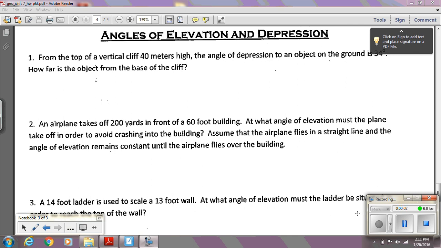Unit 7, Day 4, Homework Tutorial. In today's class, we talked about angles of elevation and depression. So we're going to practice a few of those types of problems. I will work with you on the odds again, and that leaves you to do the evens on your own.